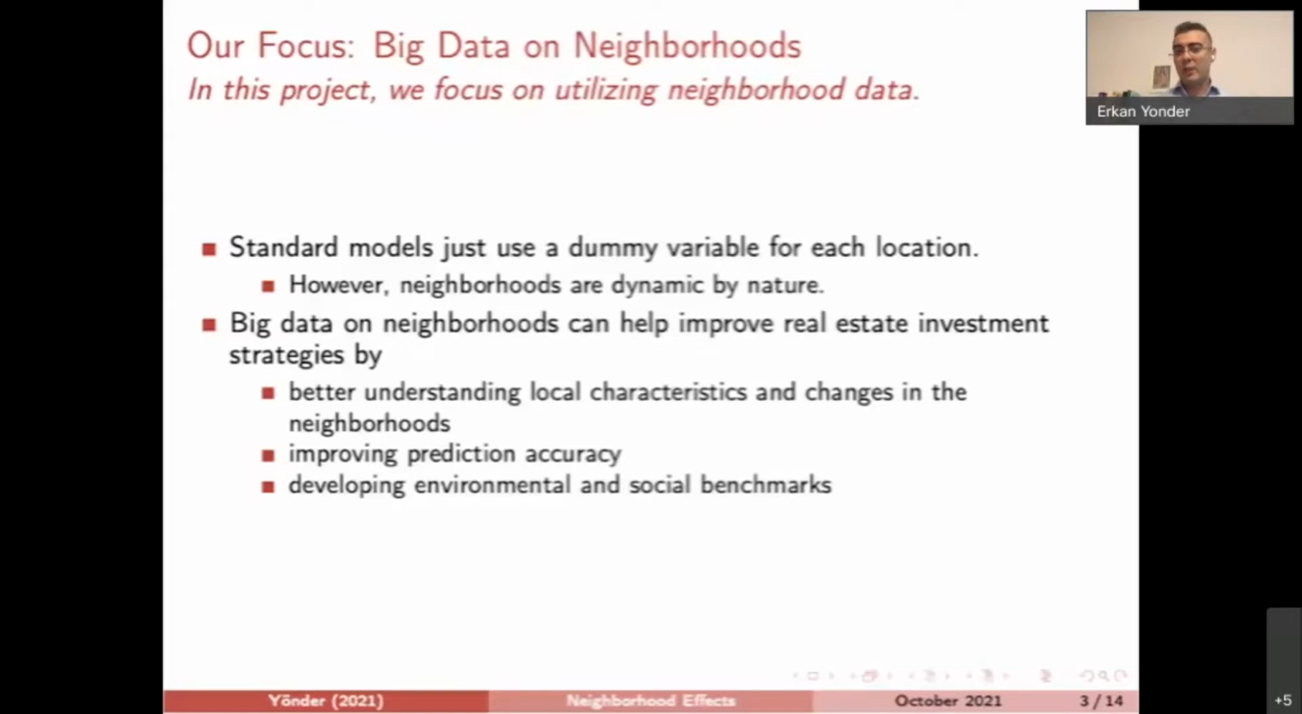Our project mainly focuses on utilizing neighborhood data to understand values, but of course more can be done. I think that's one of the main topics of this panel after my presentation as well. How can we benefit from big data in the neighborhood surrounding our real estate assets, and how can we improve our real estate investment strategy? There are different opportunities here. One is that we can better understand the local characteristics and changes in the neighborhoods.